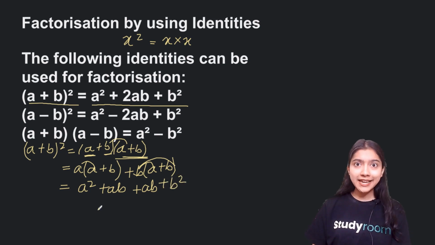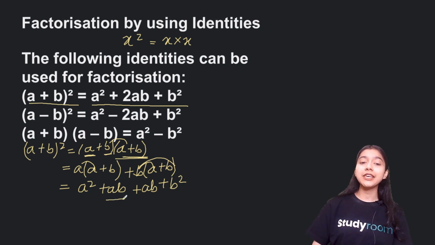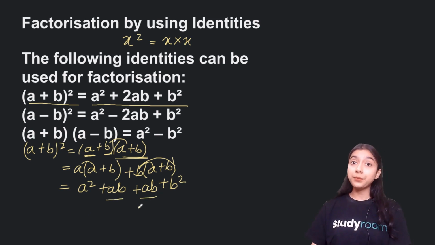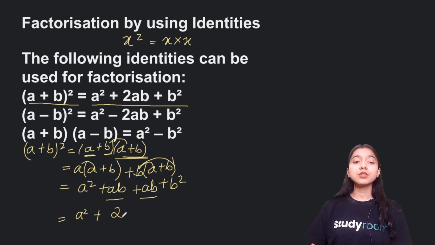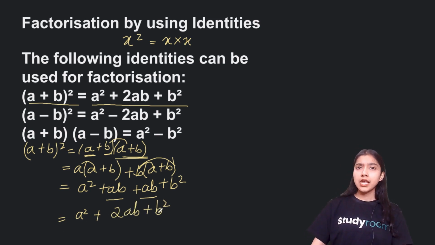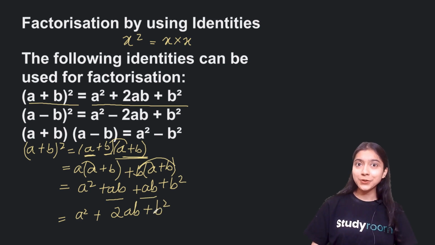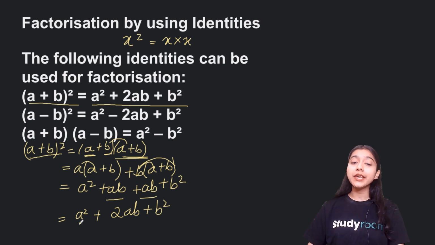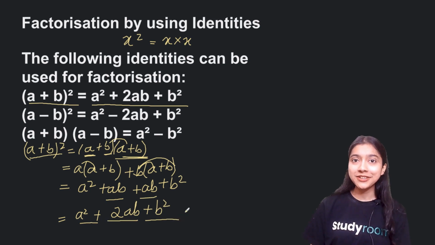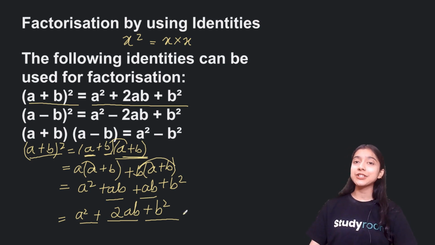Now, do we have a like term? Yes, we have. We have ab and here plus ab. So plus ab and plus ab will give us plus 2 times ab. So here we'll have a square plus 2 times ab plus b square. Isn't it the same identity I told you initially? That (a + b) whole square is equal to a square plus twice ab plus b square. Now you have to believe me because I have proved it and shown it to you.